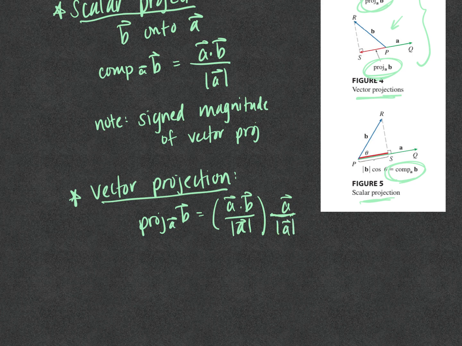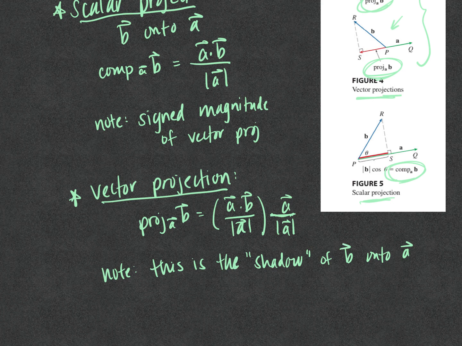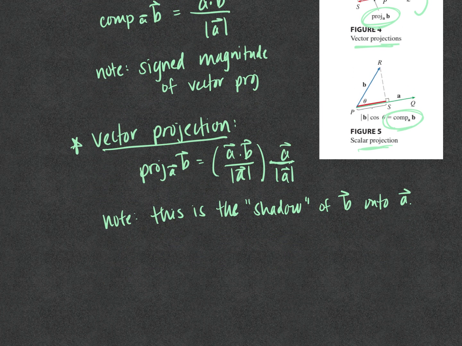So what we have is a vector that is the shadow of B onto A. So it's a vector answer. Let's say here we have vector B, and here we have vector A. Then here we have the shadow, or the vector projection. So this is the vector projection, the projection of B onto A.